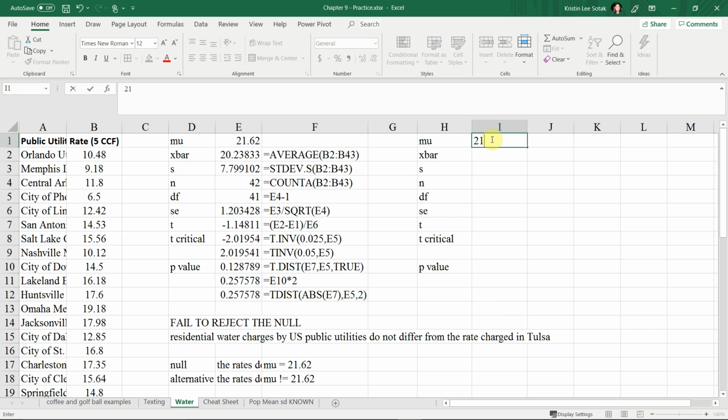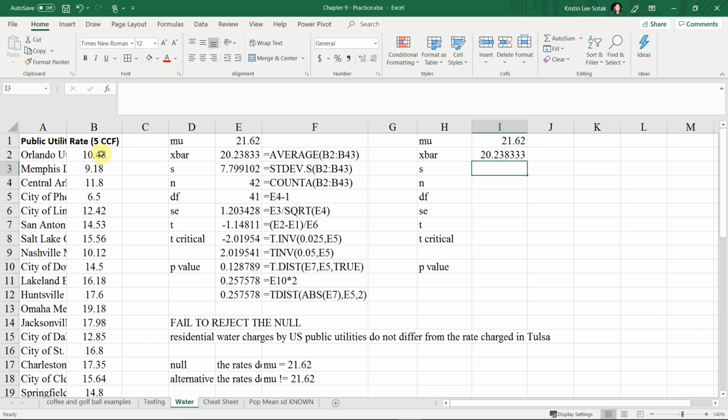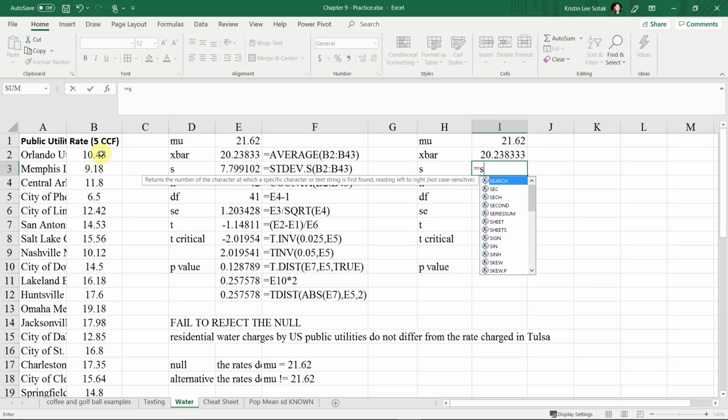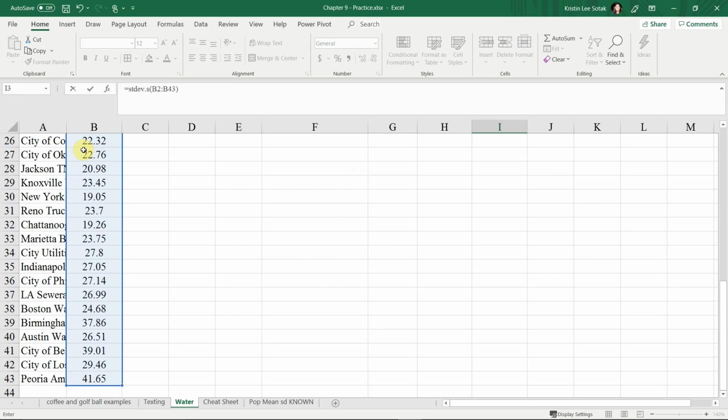So we do have mu, the known population parameter that we're comparing it to, 21.62. So we have to plug in the rest. We need the average from our sample, so that's just the AVERAGE function. And then we don't know the population standard deviation, so we have to calculate it. That's s, the standard deviation of the sample. So it's STDEV.S, for sample, that is the function to calculate the sample standard deviation.